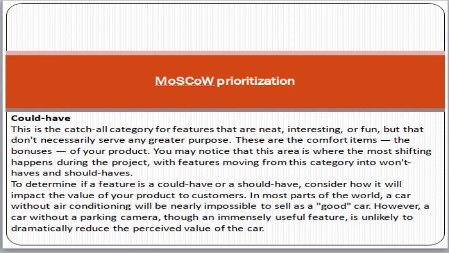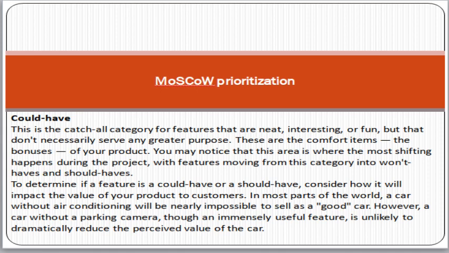Then the could have, this is the catch here. To determine if a feature is a could have or should have, consider how it will impact the value of your product to customers. In most parts of the world, a car without air conditioning will be nearly impossible to sell as a good car. However, a car without a parking camera, though an immensely useful feature, is unlikely to dramatically reduce the perceived value of the car. So could have means, friend, that those are the features which could be included in the product.